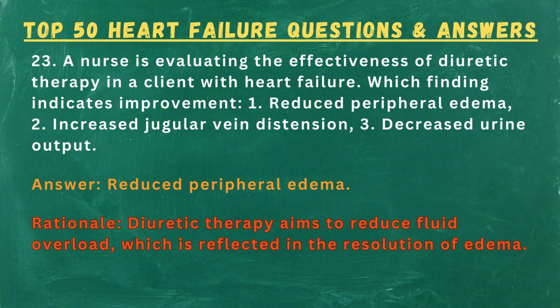23. A nurse is evaluating the effectiveness of diuretic therapy in a client with heart failure. Which finding indicates improvement? 1. Reduced peripheral edema. 2. Increased jugular vein distension. 3. Decreased urine output. Answer: reduced peripheral edema. Rationale: diuretic therapy aims to reduce fluid overload, which is reflected in the resolution of edema.